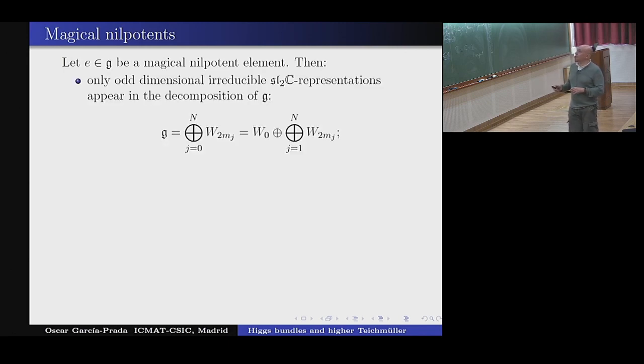So here are some facts. If E is a magical nilpotent, then in the decomposition of phi, it so happens that only the odd representations of SL2C appear. There are no even dimensional ones. Only the odd representations appear.